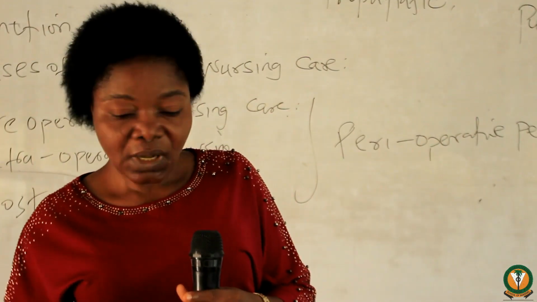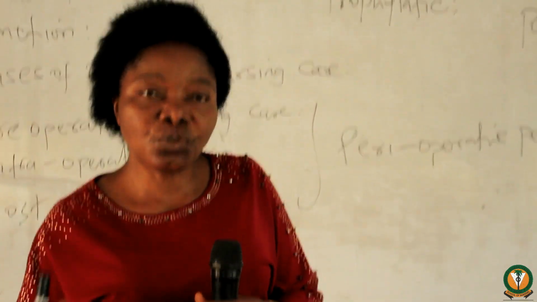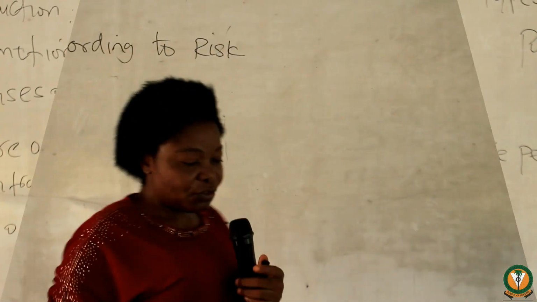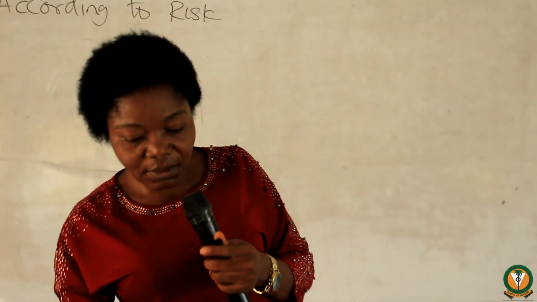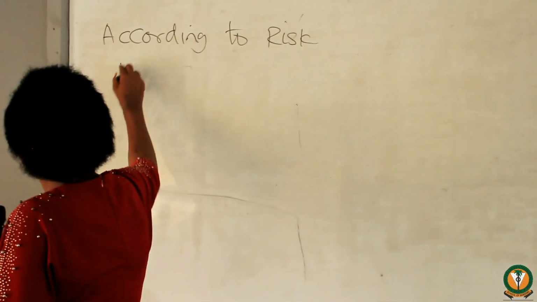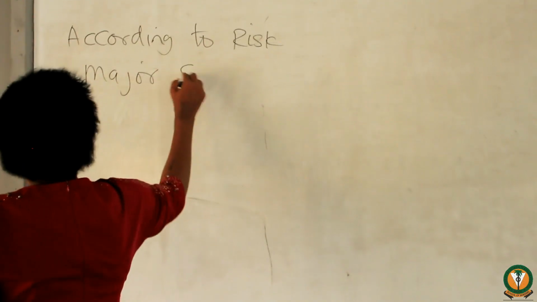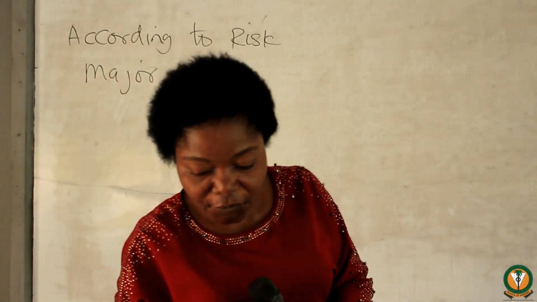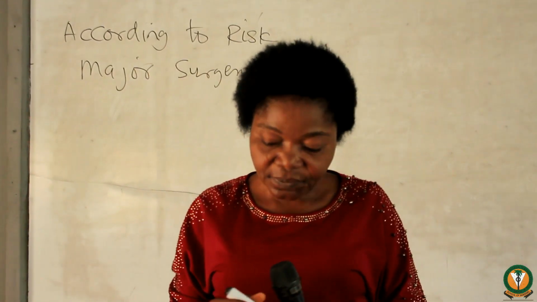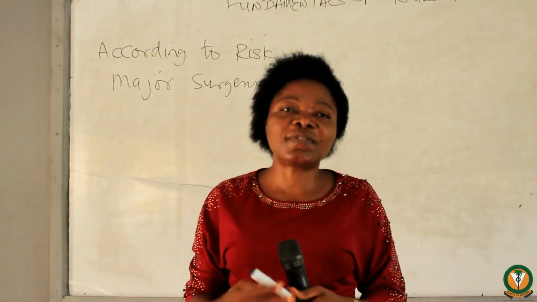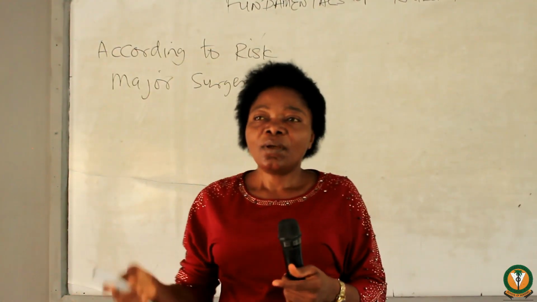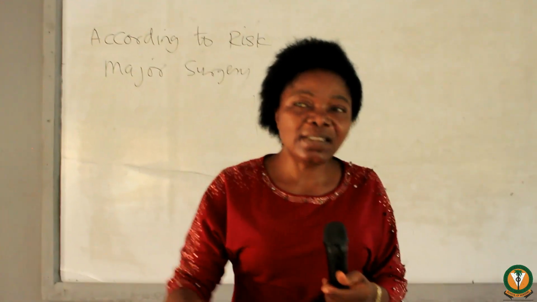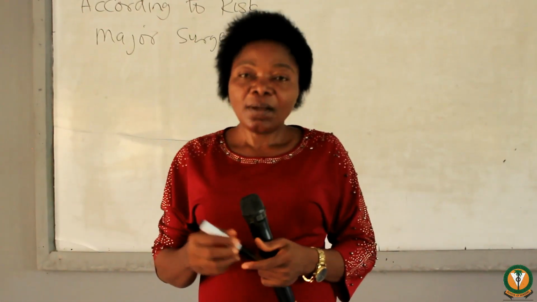We are going over to classification of surgery according to risk. Classification of surgery according to risk is in 2. Number 1 is major surgery. Major surgery involves a high degree of risk. It involves either general anesthesia or spinal anesthesia. The patient's life is in danger.